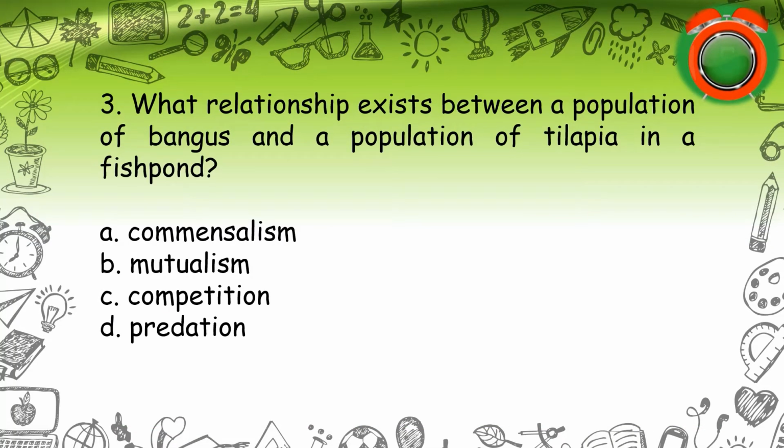Number 3 question. What relationship exists between a population of bangus and a population of tilapia in one fish pond? A. Commensalism. B. Mutualism. C. Competition. D. Predation.